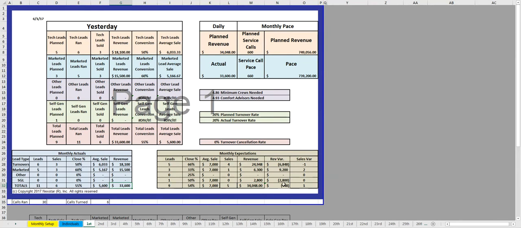We're off in different categories. That's okay. Total, we are off 1 sale here. We're over 2 sales here. We're over 1 sale here. So now let's go ahead and look at the next day. Let's go to day 2.